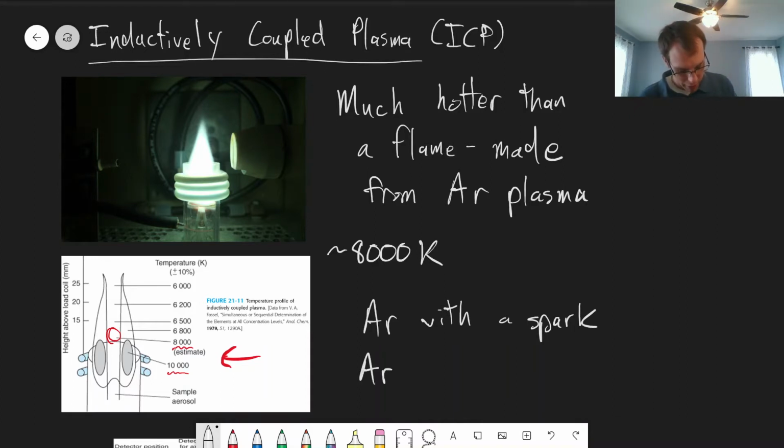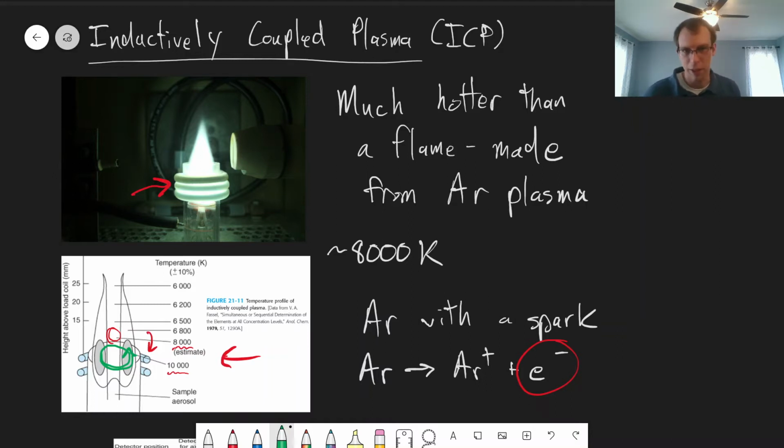Some of the argon in that spark will lose an electron and form argon ions plus electrons. What the inductively coupled plasma does, the inductively coupled part of it, is that these coils that you see here generate a radio frequency field, an electric field, that controls the electrons. It swirls the electrons around in a circle in this area here. The electrons get swirled around in a loop here through induction. That's the inductively coupled part.